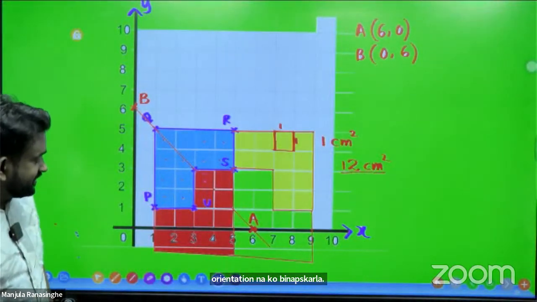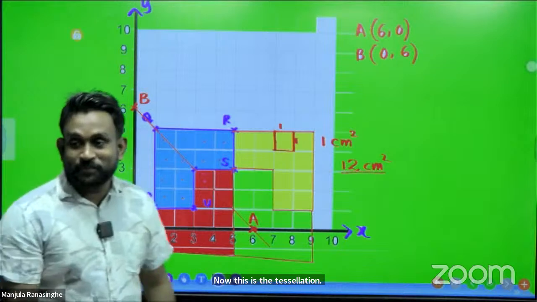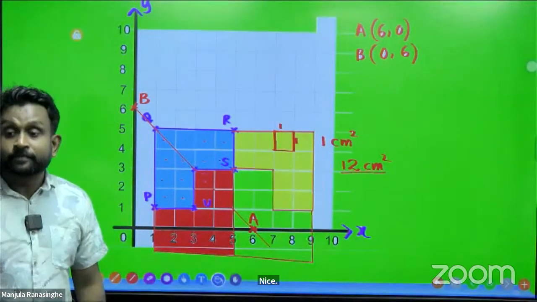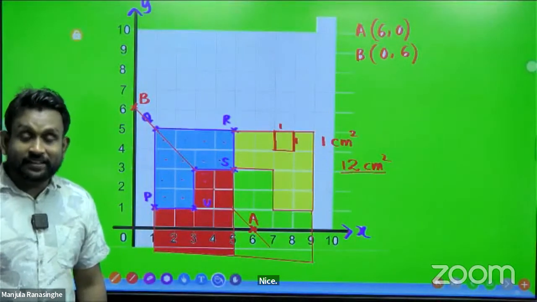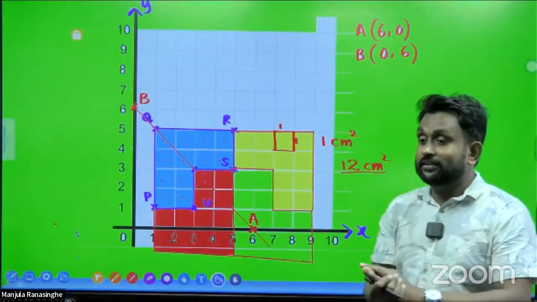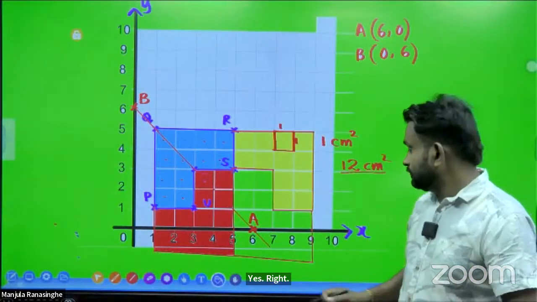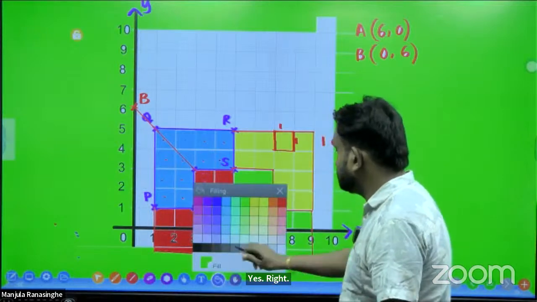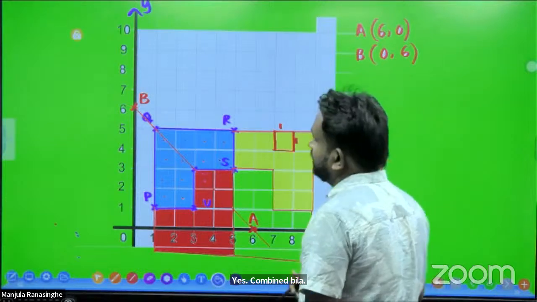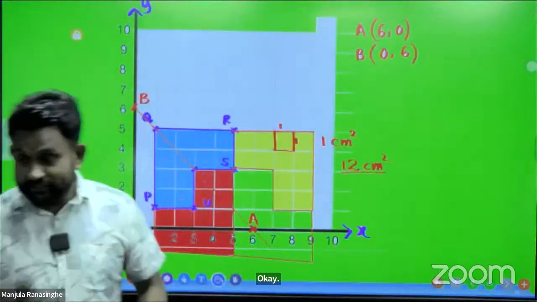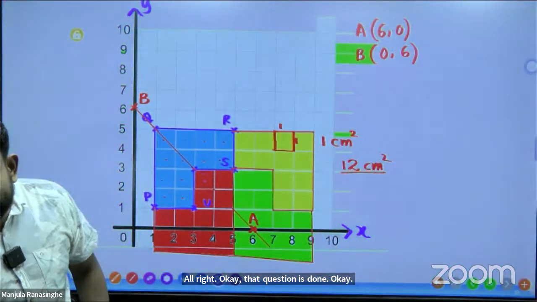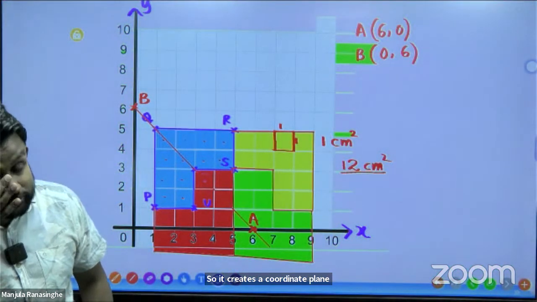What happened? Right. We first take the shape and turn it in different directions and draw it. Gaps are not there because they are turned in different ways and combined together. Okay. All right. Okay, that question is done. Look, a good question. So it creates a coordinate plane, tessellations, everything's there.